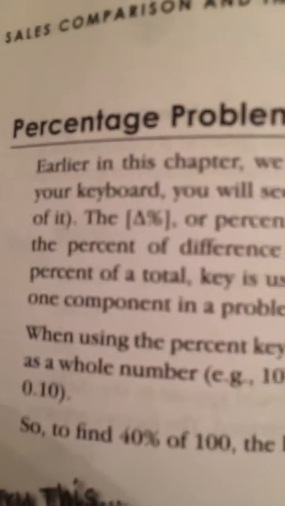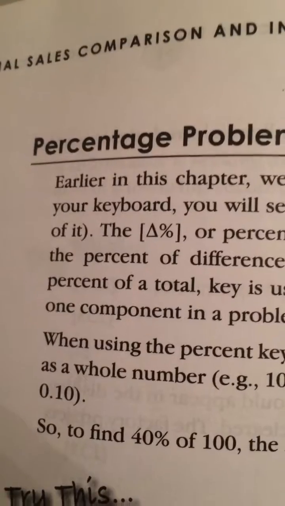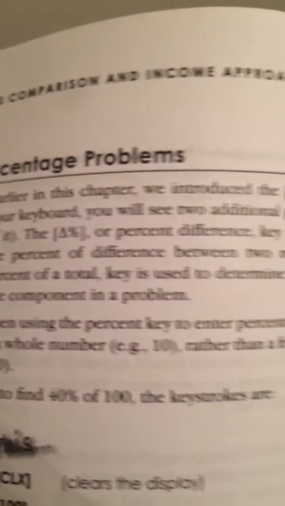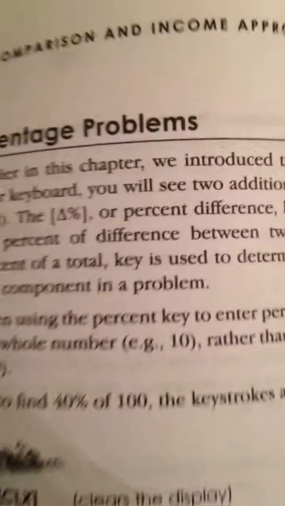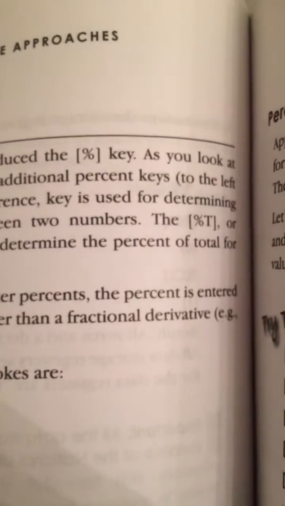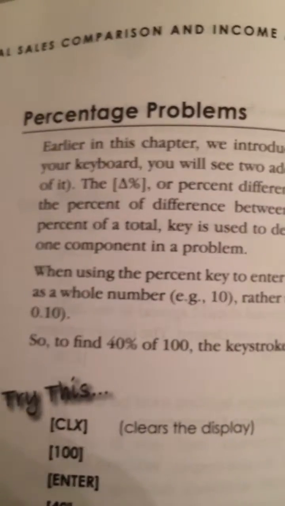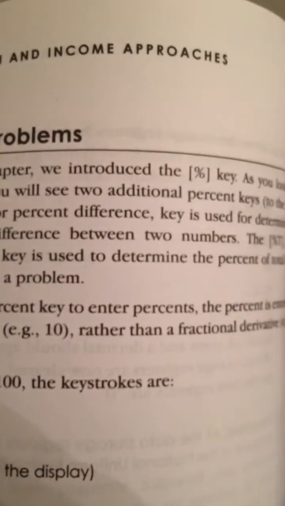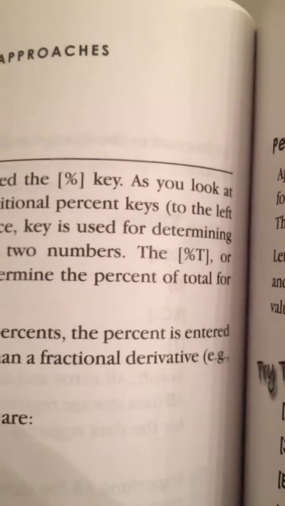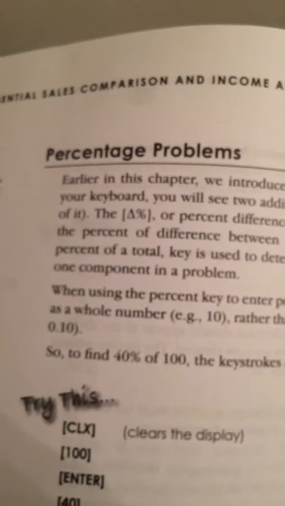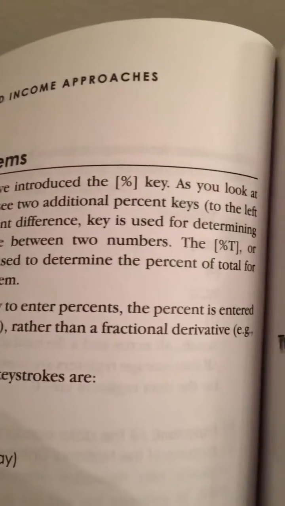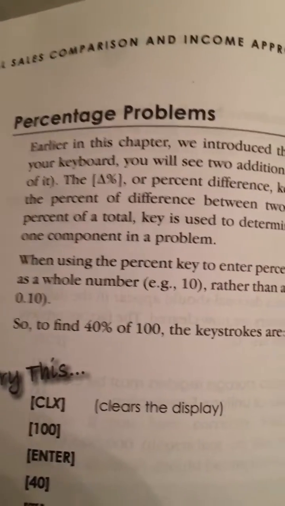The triangle percent or percent difference key is used for determining the percent of difference between two numbers. The percent T button or percent of total key is used to determine the percent of total for one component in a problem.